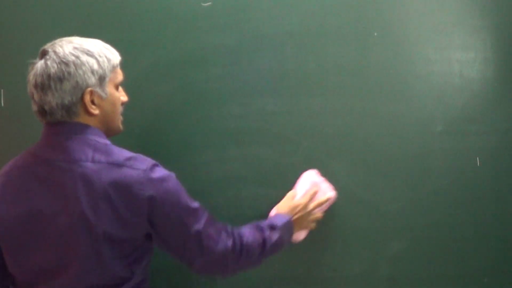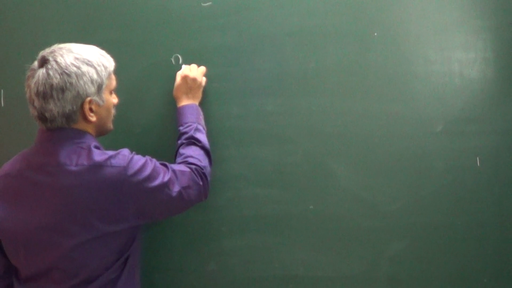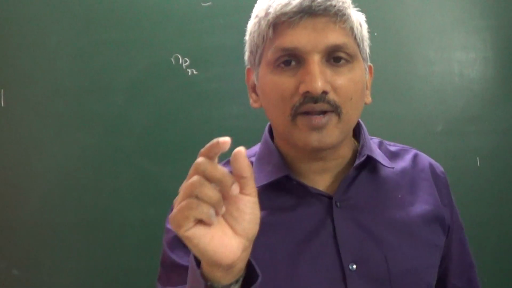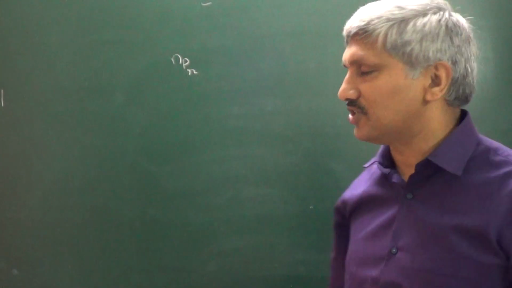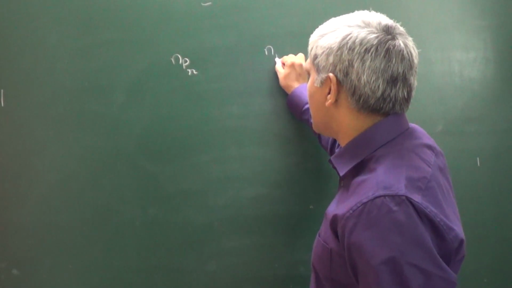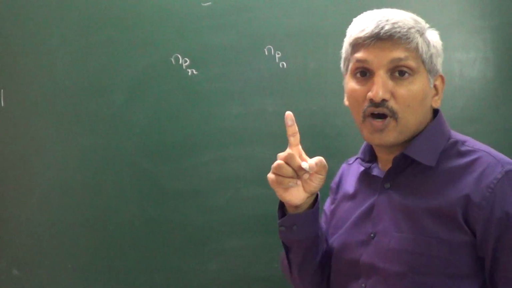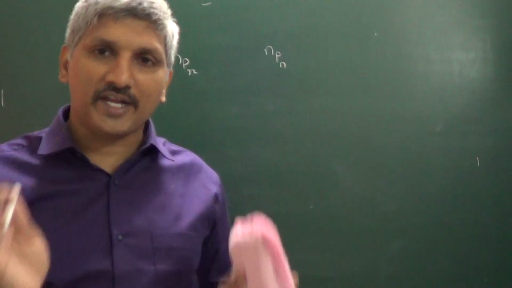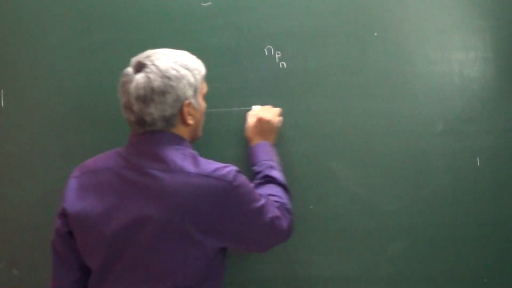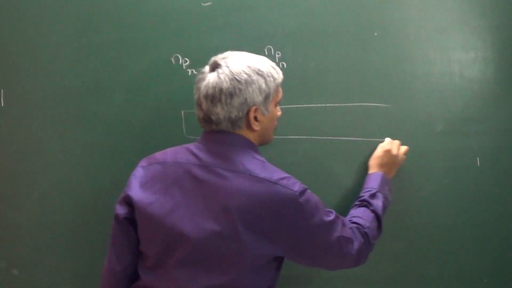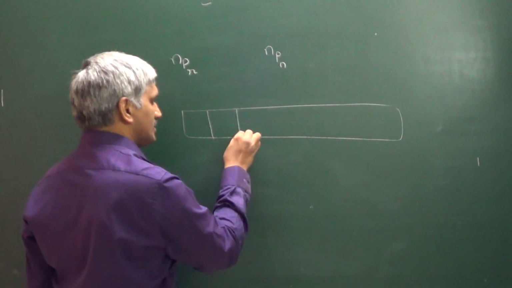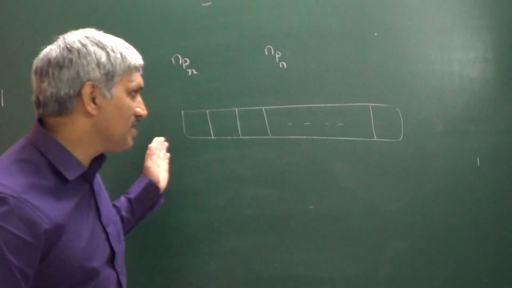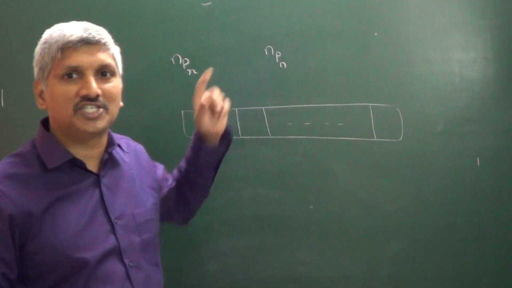But we are saying that nPr is nothing but the number of ways of filling r blank places with n distinct objects. Now what is the meaning of this? nPn is nothing but the number of permutations of n distinct objects taken all at a time. That means nothing but the number of ways of filling n boxes with n objects. These n boxes we have to fill with n distinct objects.